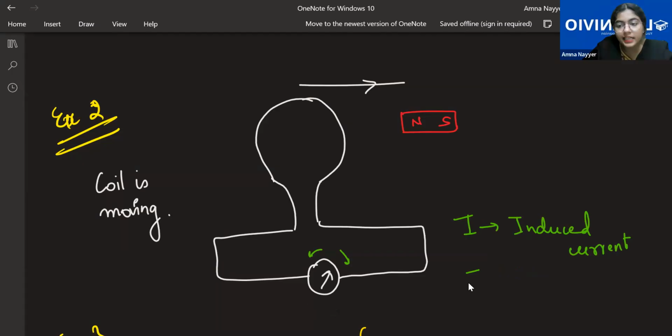Similarly, an EMF was induced in the coil. Induced means induction. Remember the properties of charges that we did, the methods of charging: charging by friction, charging by conduction, charging by induction. So the charges are induced. They are not present in the first place. They are being induced because of the bar magnet's existence.